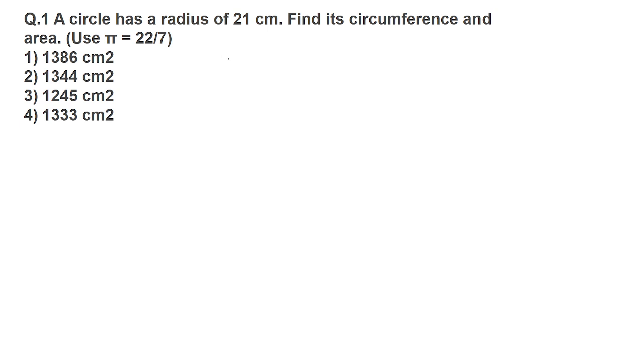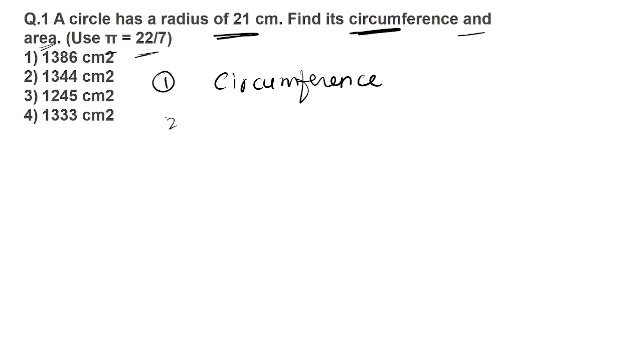A circle has a radius of 21 centimeter. You have to find the circumference and the area. And the value of pi is given to you, students. The value of pi here is 22/7. Now, here two formulas or two types of questions will be covered. One, to find the circumference of the circle. Two formulas are required, right? To find the circumference, one formula. The second formula that is required is to find the area of the circle.